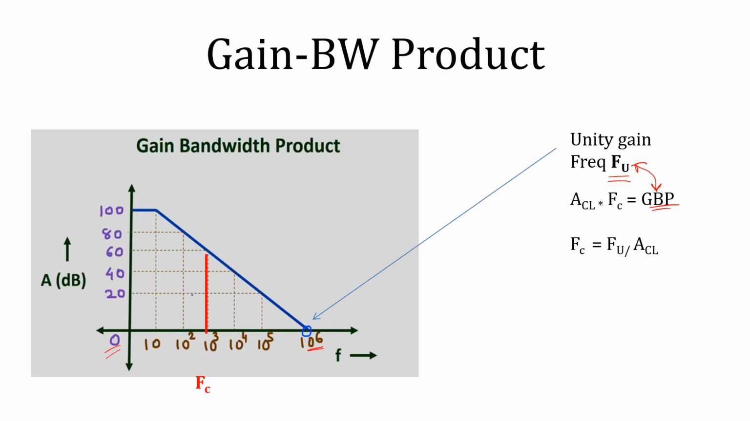That numerical value is for the unity gain frequency, and the same is for GBP, that is gain bandwidth product. So it means FU will be equal to closed loop gain times cutoff frequency, the frequency for which you have designed that particular operational amplifier configuration. Okay, so we can find out this FC is actually equal to the unity gain frequency divided by closed loop gain. So we have another relationship also.